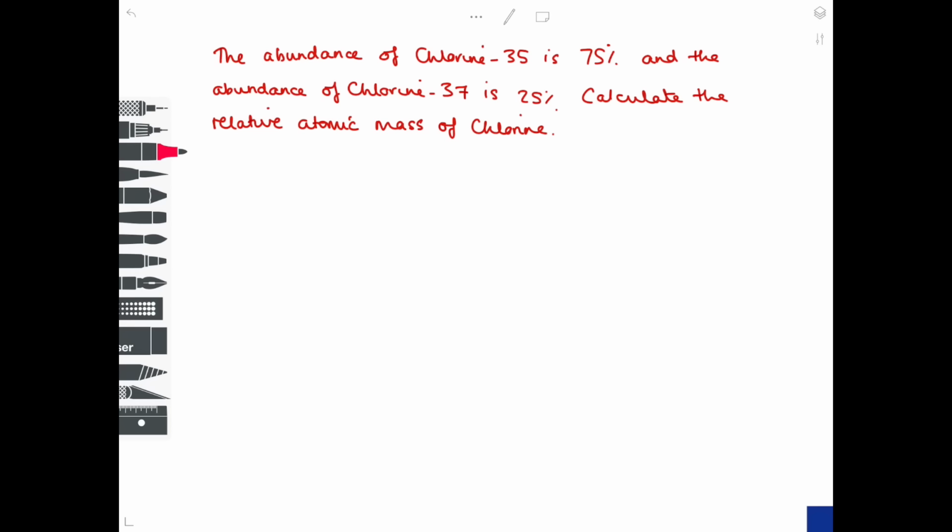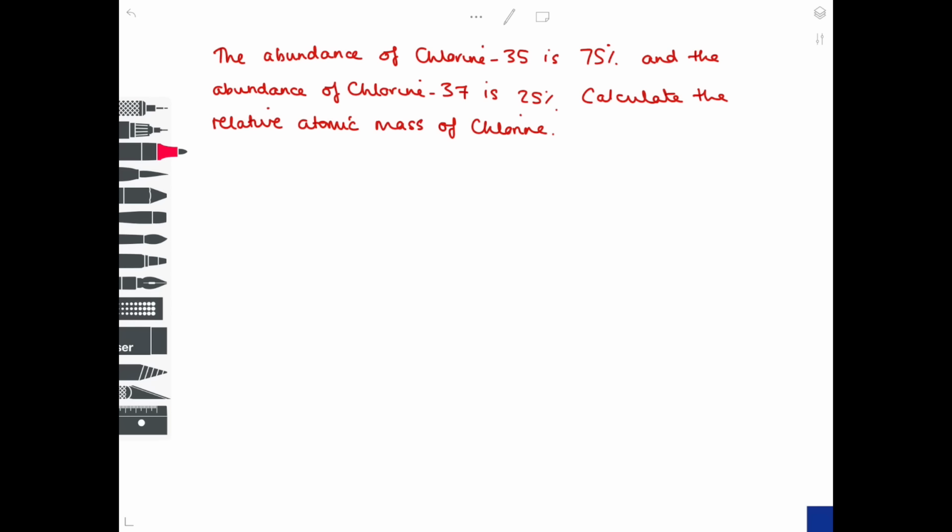Now we need to touch on calculating the relative atomic abundance of these various isotopes, and this is how you need to do it. The question will look something like this. The abundance of chlorine 35 is 75% and the abundance of chlorine 37 is 25%. Calculate the relative atomic mass of chlorine. So 35 is one isotope's mass and 37 is the second isotope's mass.